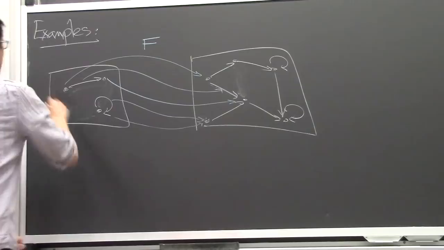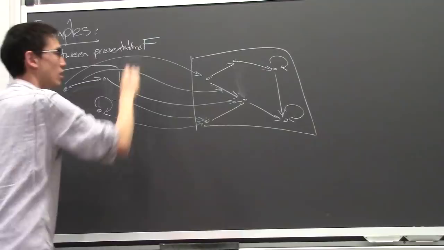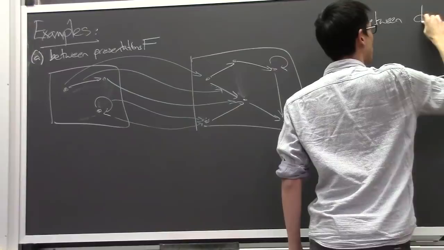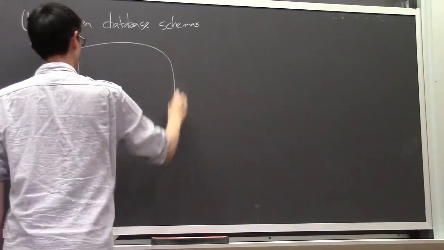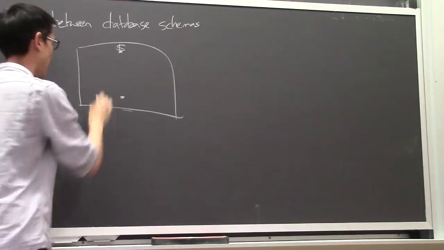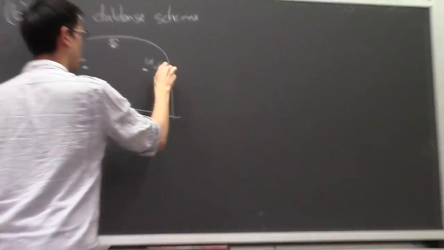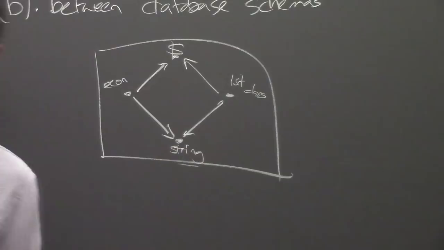Secondly, an example, effectively of the same type, but maybe with a bit more suggestive semantic content, is an example between database schemas. So you might have a database schema, say, for just storing airline seats. And so we might have two types of seats, economy seats and first class seats. To every seat, we associate a price, whether it be economy or first class, and to every economy seat, we associate the name of the passenger there, and similarly to the first class seat. So that's one database schema.